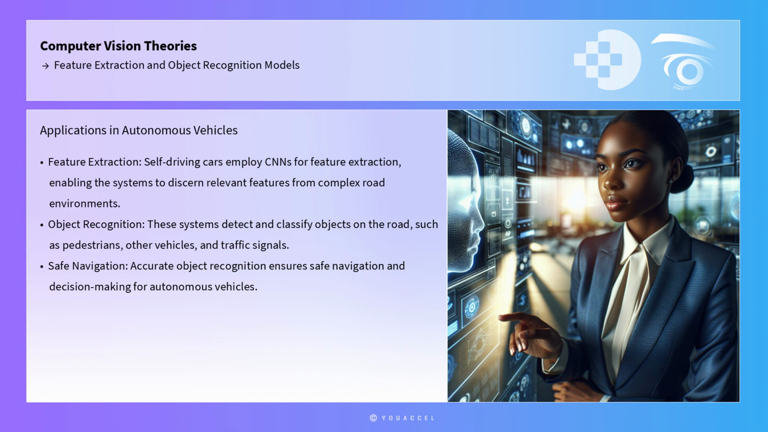One practical application of feature extraction and object recognition is in the field of autonomous vehicles. Self-driving cars rely on computer vision systems to detect and classify objects on the road, such as pedestrians, other vehicles, and traffic signals. By employing CNNs for feature extraction, these systems can accurately discern relevant features from complex road environments, ensuring safe navigation and decision-making.